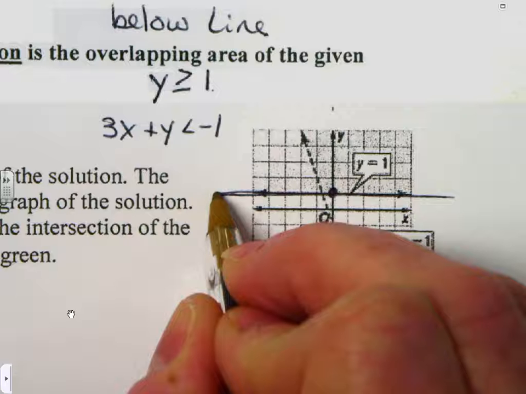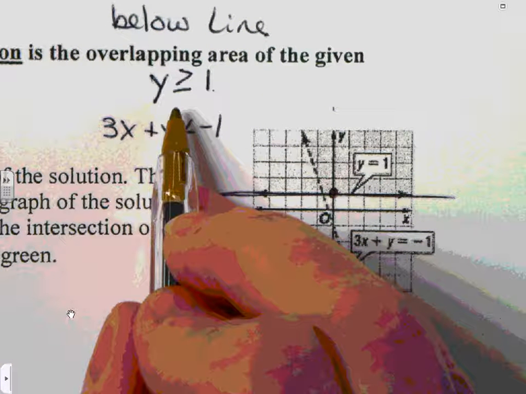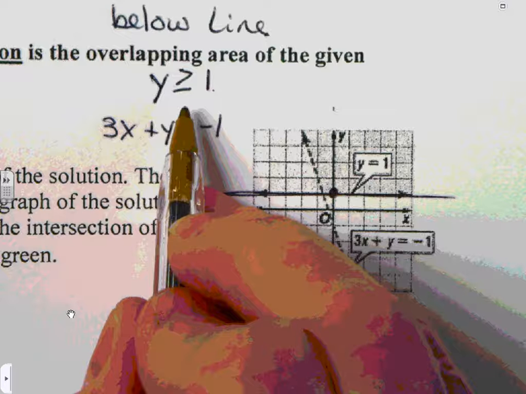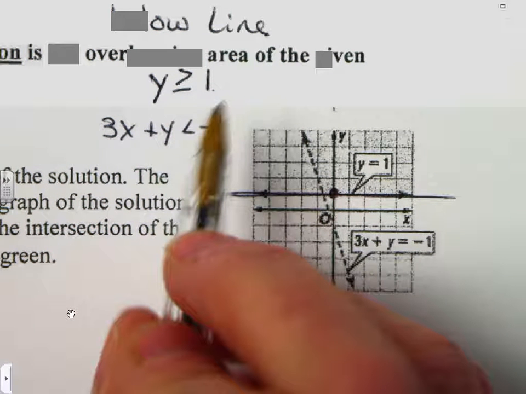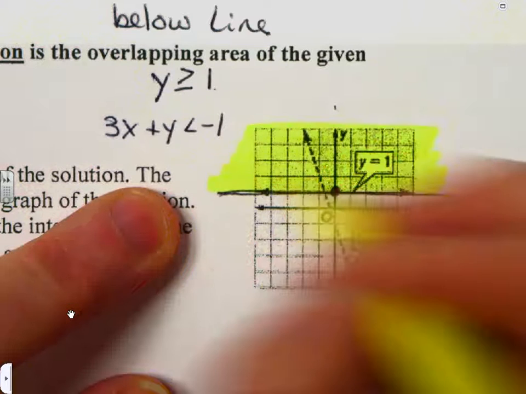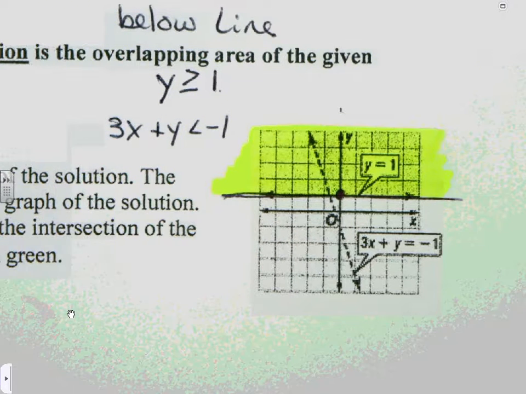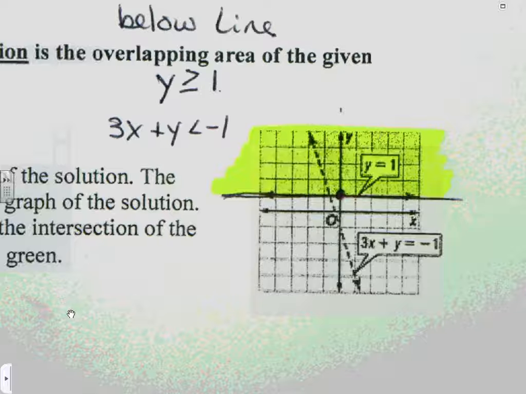And now we have to talk about where we shade it. It's a greater than. So which way should it be shaded? Above. So whatever color you have, shade above the line that you just drew. And be generous with your shading. Don't just shade a tiny little bit. Shade a great big space because it gives you a better visual of what's happening. Okay?